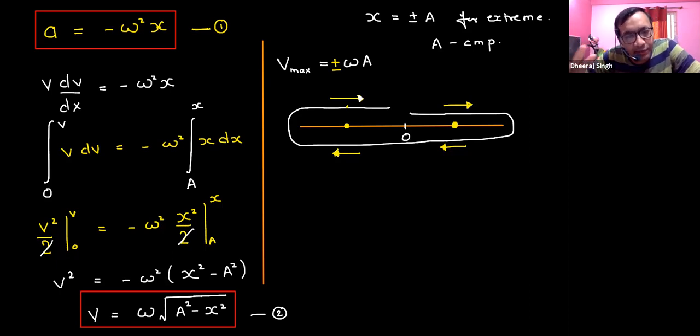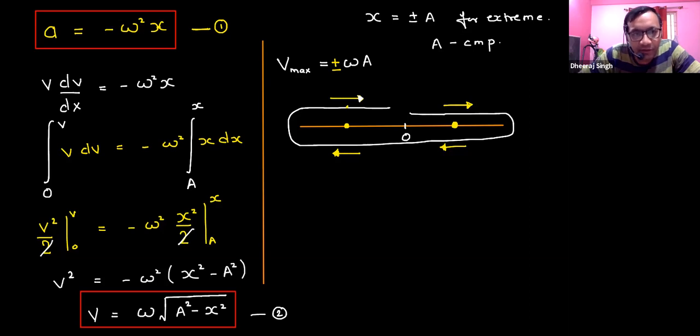Only at the extreme position, because velocity is zero, you have only one velocity, which is zero, because it is at rest. Everywhere else, if you tell me to find the velocity at x equal to 2 cm and amplitude is 3 cm, then I'll tell you two answers. One is positive, other one is negative. So remember that also.